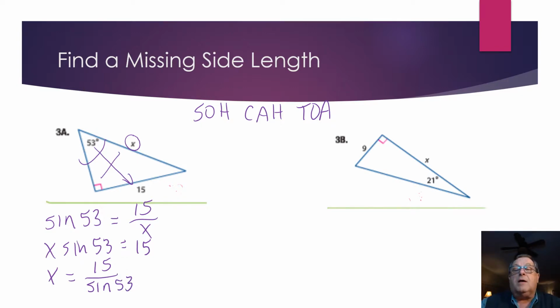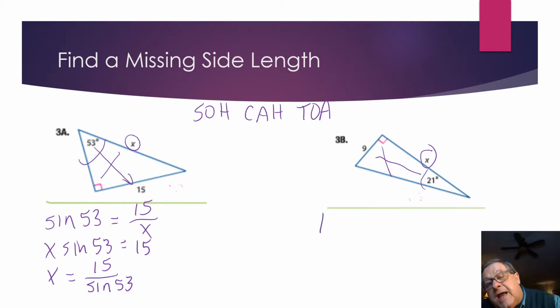Now we're going to finish calculating that on the calculator here in a moment, but let's go ahead and deal with this other triangle. All right, I got a right triangle here. I'll locate my hypotenuse, but it doesn't appear that it's going to enter into my equation. And here I got theta, which is 21, and the side opposite it is 9, but it's the adjacent side of theta, or 21 degrees, that I don't know.